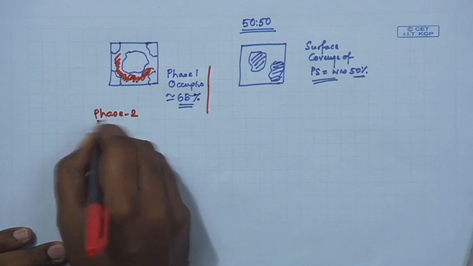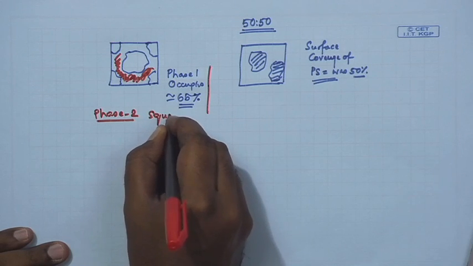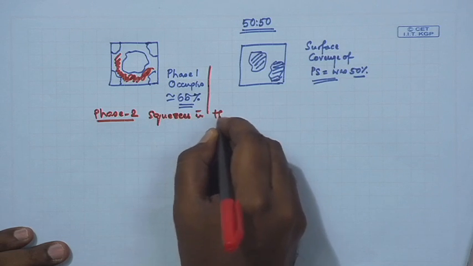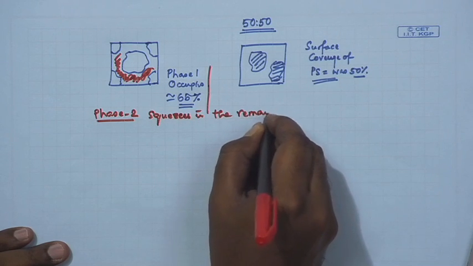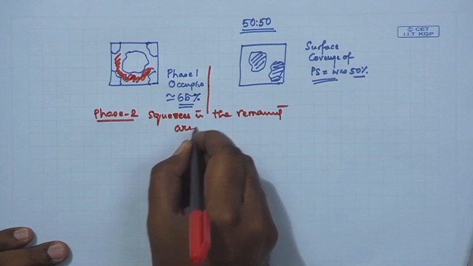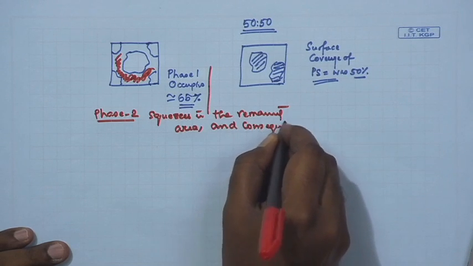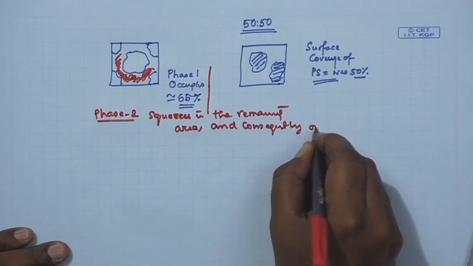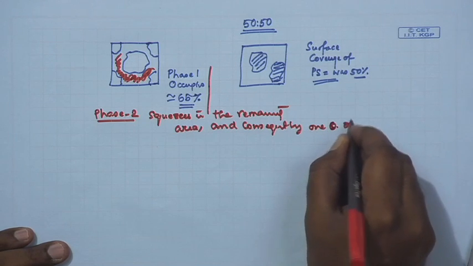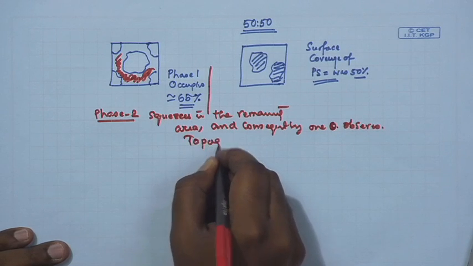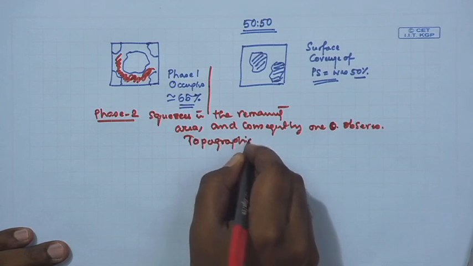So, the phase 2 consequently one observes topographic contrast.